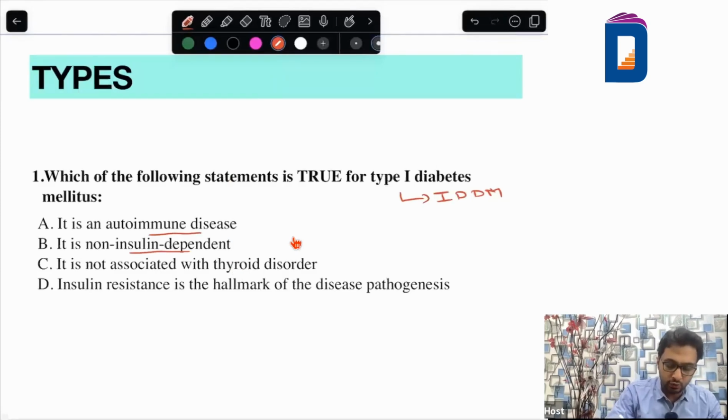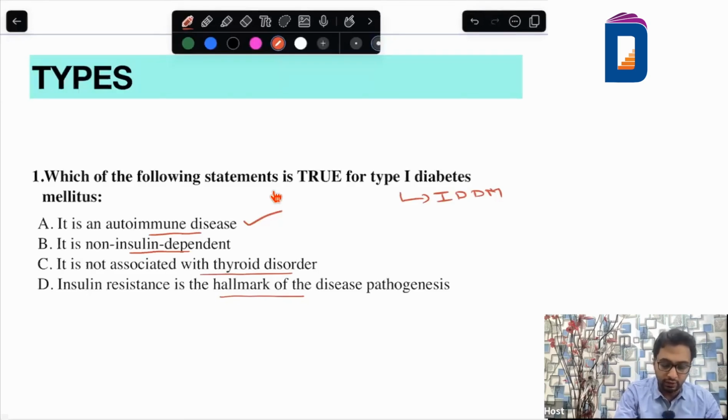And it is not associated with thyroid disorder. Is it correct? Insulin resistance is a hallmark. So what is the answer for this? We're saying A is autoimmune. Exactly, that is the answer. Is it non-insulin dependent? No, it is insulin dependent. Type 1 is insulin dependent. I'll give you clear differences, the chart and all later on. Let's understand the concept of the questions here.